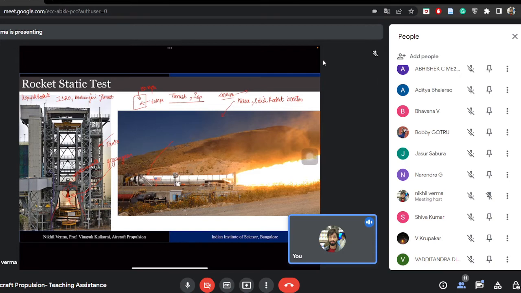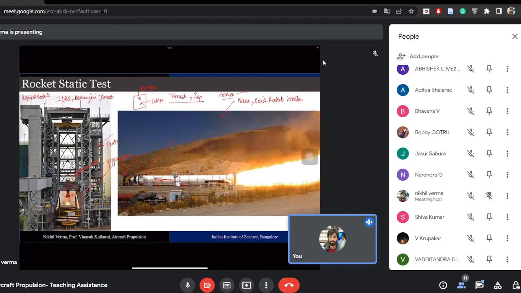Here you can see it is a very small thrust stand. There is a block that does not allow the rocket to propel out. Whereas if you place it vertically, you will need a very large amount of mass to hold this rocket engine. Therefore, these are not tested in a vertical way.